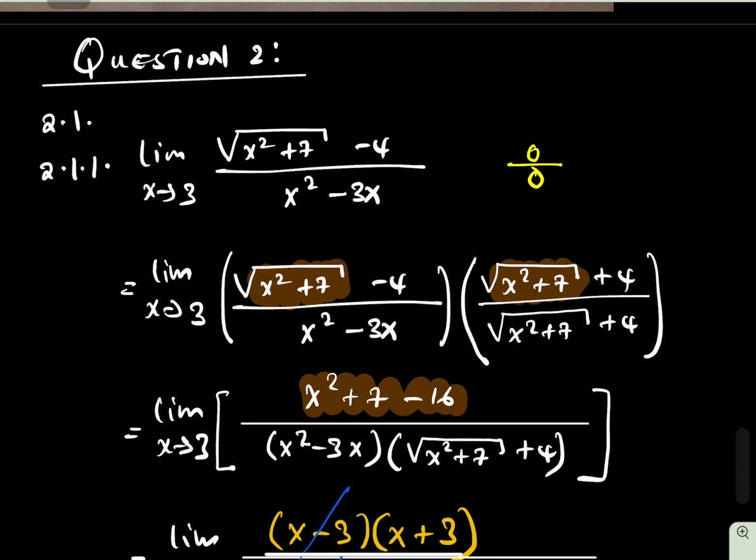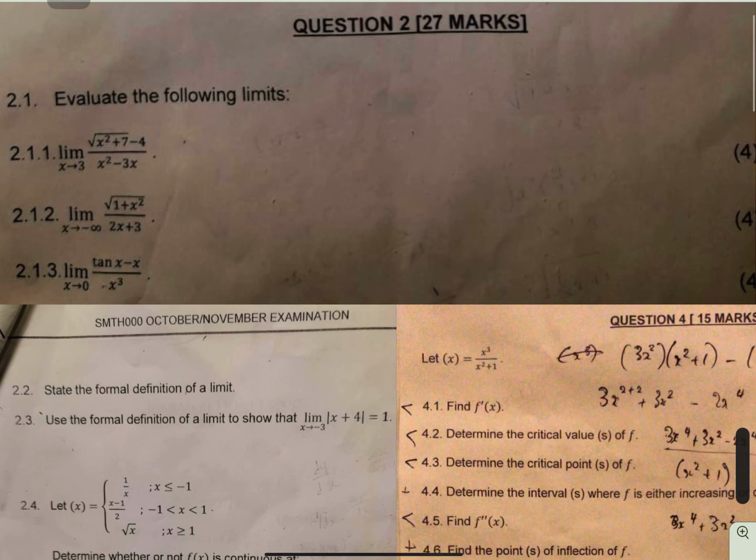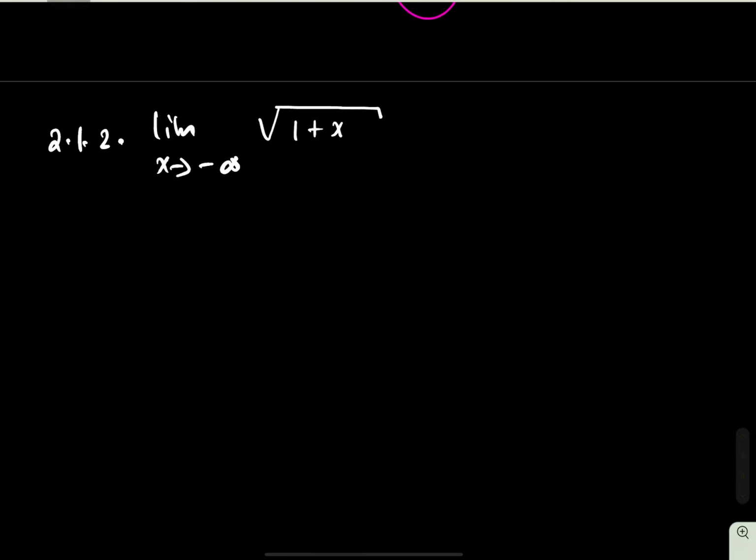Now, let's check the next question. What are they saying there? They are saying that this is the limit as x goes to negative infinity of the square root of 1 plus x squared over 2x plus 3. Okay, so let's attend it. So that is 2.1.2. We are having the limit approaching negative infinity of the square root of 1 plus x squared divided by 2x plus 3.